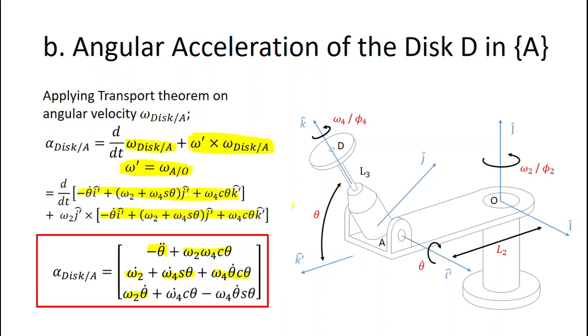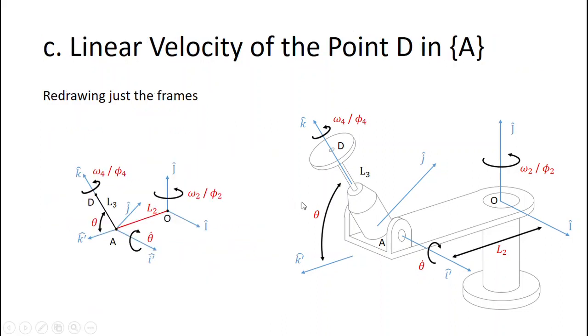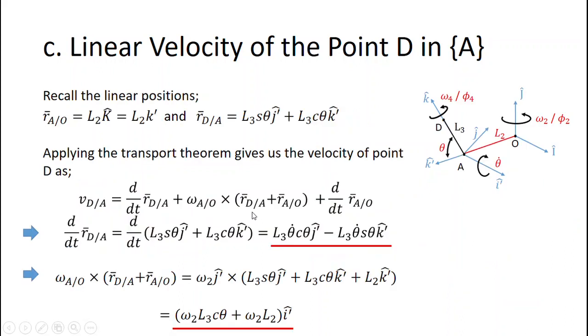Let's see, we remove that. Okay, now we go to something complicated. We go to the linear velocity of point D as seen in frame A. Since this is going to be a little bit complicated in terms of calculation, I will replace this image by just this frame assignment, so that everything becomes a little bit easier. This is the frame assignment on the right side. It's just the same, but with the body elements removed.